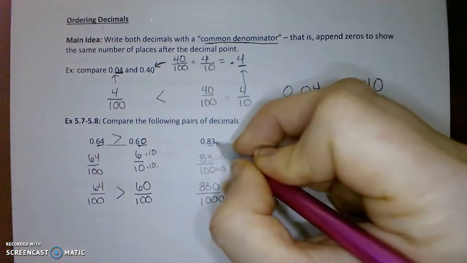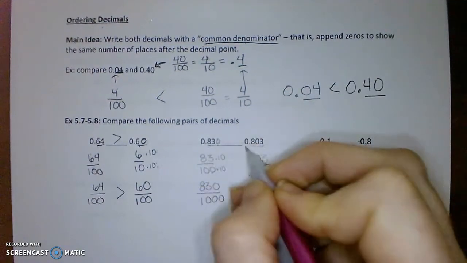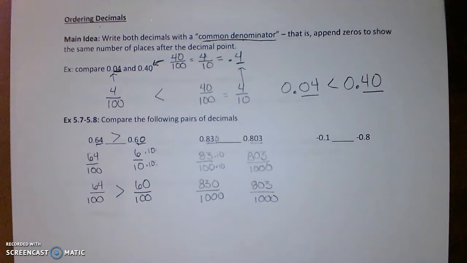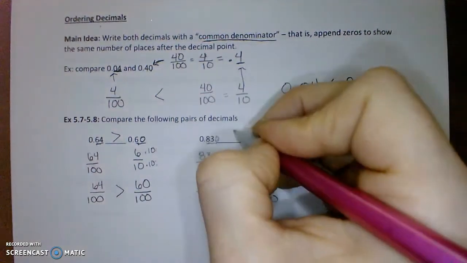And again, the shortcut for this is just to add a 0 so that you have the same number of digits after the decimal point. All right, so now you can just compare those two numbers, 830 and 803. Which one's bigger? 830.